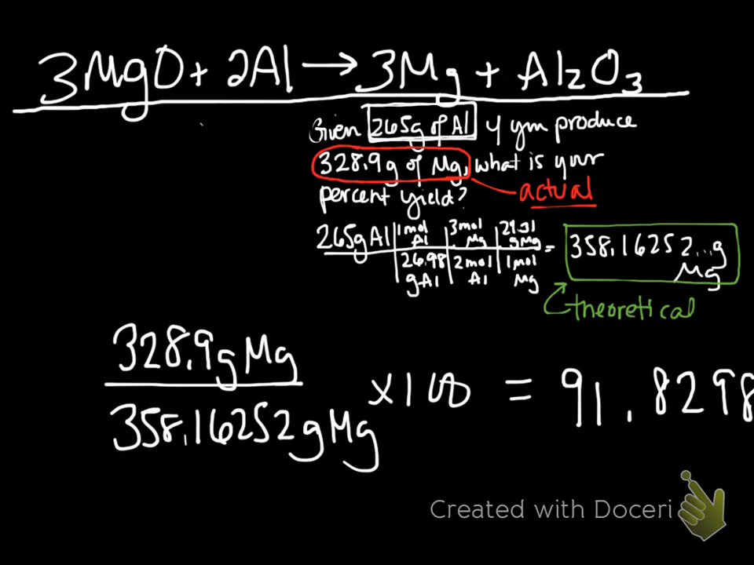Where do we get our sig figs for this? What is the lowest number of sig figs in our given that we've used? 3, because this 265 forms the basis of that number. So we have to go all the way back to that first step because we used that as a given. So we can only have 3 sig figs, so this is 91.8% yield.